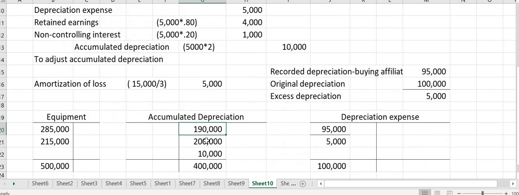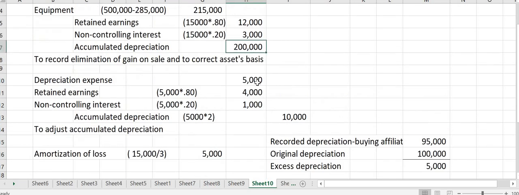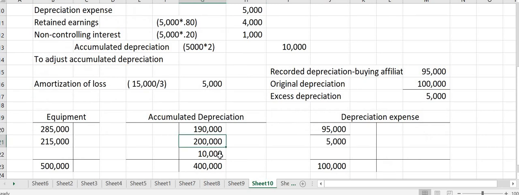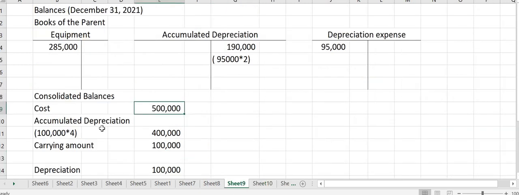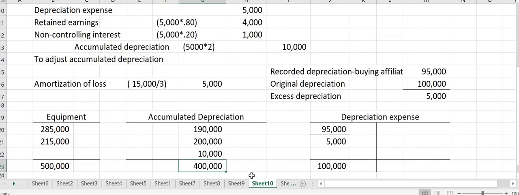Then, yung first entry natin, we've credited 200,000. And then, the second entry, no, to adjust accumulated, we have 10,000. So, they have 400,000 of accumulated depreciation balance after the working paper eliminating entry. So, it's actually the same with yung dapat na depreciation, original after 4 years, which is actually 400,000. Okay? Then, of course, your depreciation expense natin, we have 100,000.